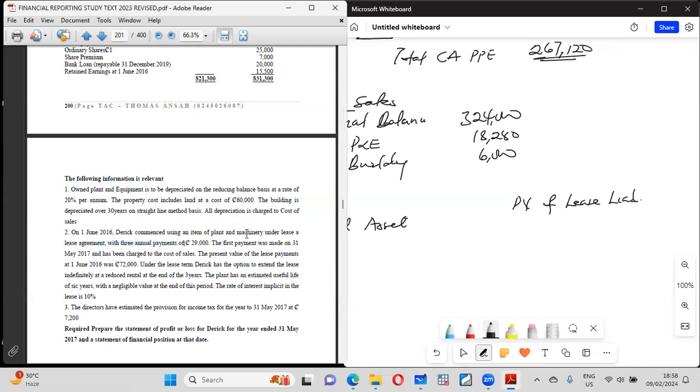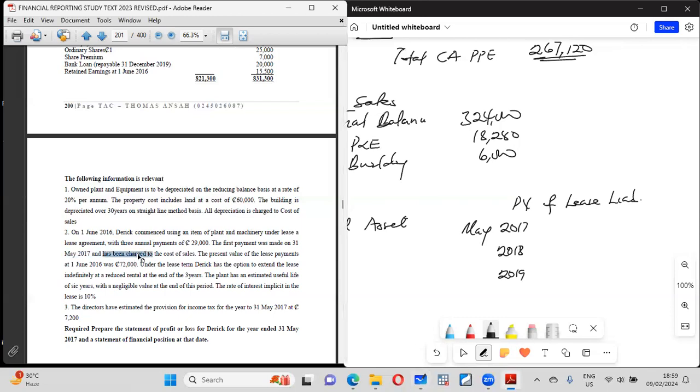It says that under the lease agreement, they will make three annual payments of 29,000. The first payment is made at the end, so this one is a lease in arrears. It means that the first payment will be made in May 2017, the second payment in May 2018, and the last payment in May 2019. So that is what you have there.